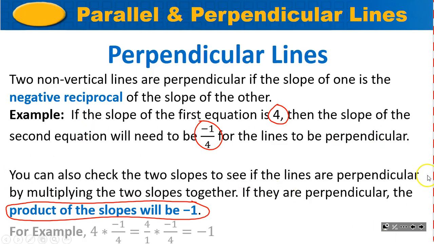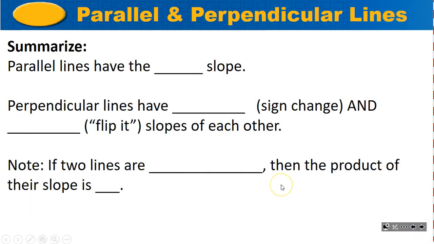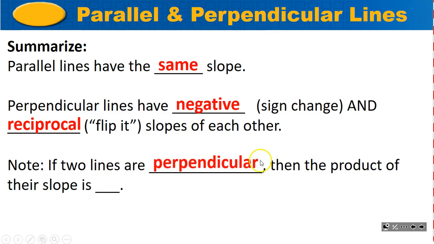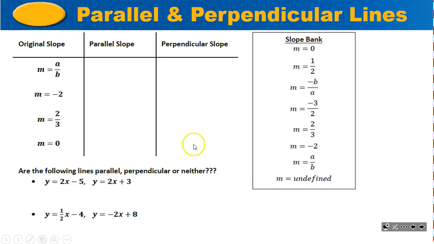Okay, so let's go on to the next slide here. We're going to now summarize what we just learned. Parallel lines have the same slope. Perpendicular lines have negative, that means a sign change, reciprocal slopes of each other. And when it's reciprocal, it means we're flipping it. Note, if two lines are perpendicular, then the product of their slopes should say slopes, are -1. Okay, so now we have some examples here and we're going to work these together.